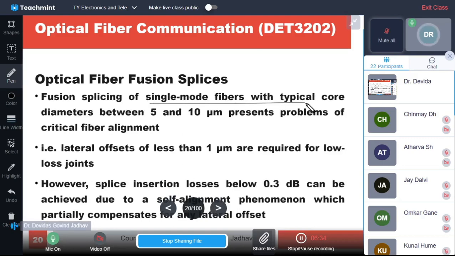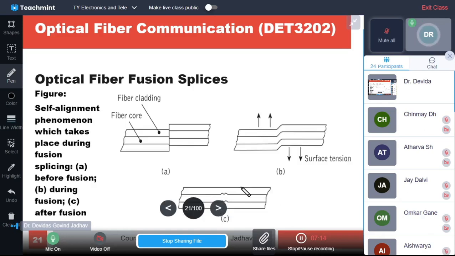In fusion splicing, fibers are typically of core diameter 5 to 10 micrometers, and that presents a problem because the diameters are very small. Lateral offsets of less than 1 micrometer are required to have very low loss, and splice insertion loss below 0.3 dB can be achieved due to the self-alignment phenomenon. Self-alignment is the phenomenon which helps to align the fiber automatically due to the physics of the material, and that will offer 0.3 dB loss.